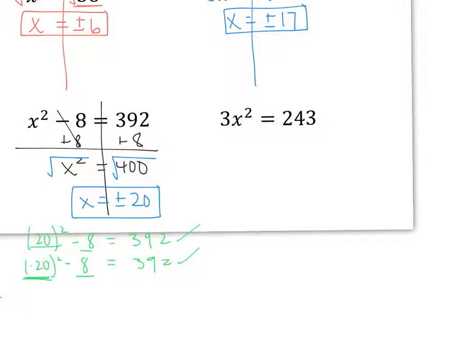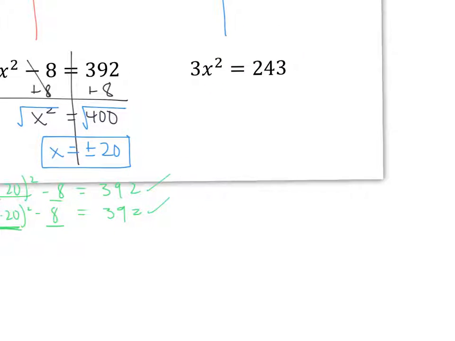Now we have a little bit more going on here with 3x squared is equal to 243. I don't see anything adding or subtracting from the x squared, but I do see a 3 being multiplied by it. So we need to figure out how to isolate that x squared and do the inverse operation of 3 being multiplied by x squared. The inverse operation there would be to divide both sides by 3 to get rid of that 3 that's in front of the x squared.